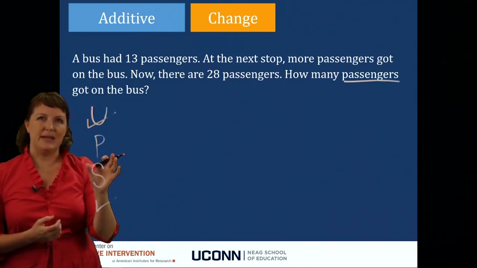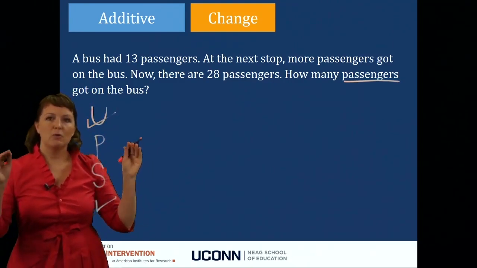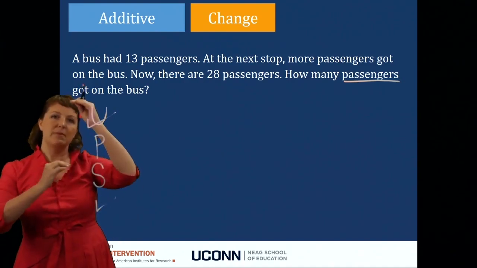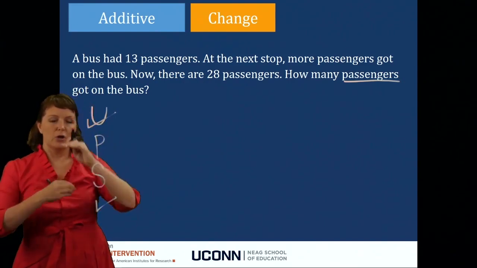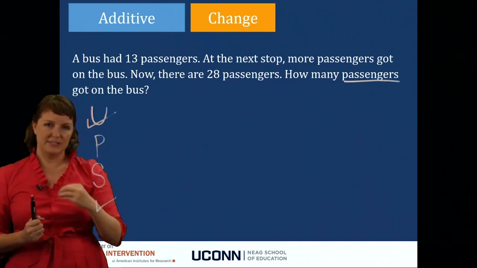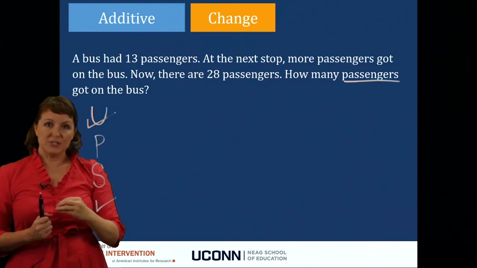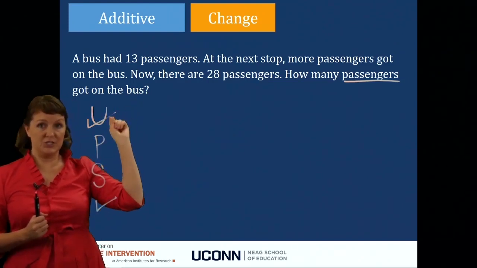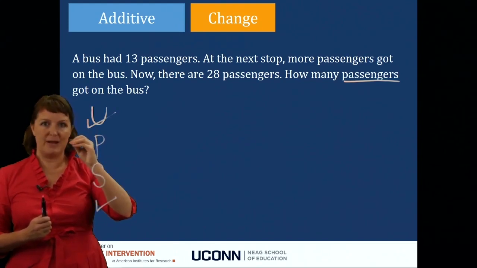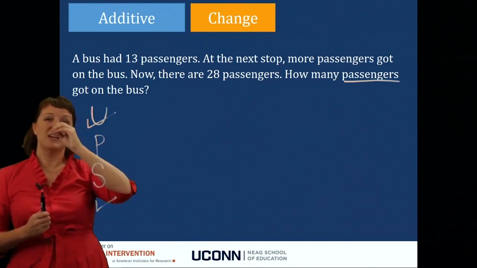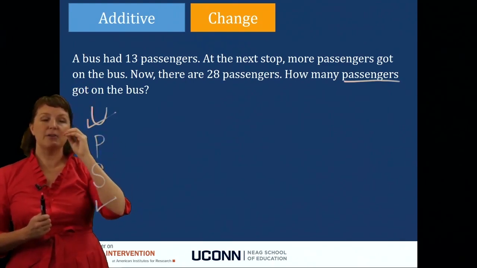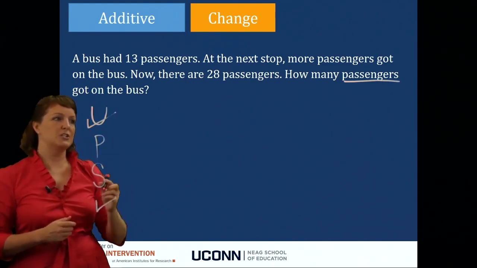Now let's make a plan. Is this a total problem where parts are put together for a total? Is it a difference problem where amounts are compared for a difference? Or is this a change problem where one amount increases or decreases? Now this is a change problem not only because it says change at the top, but because we have this number of passengers on the bus. And the number changes because more passengers get on the bus. So that amount increases. So this is a change problem.